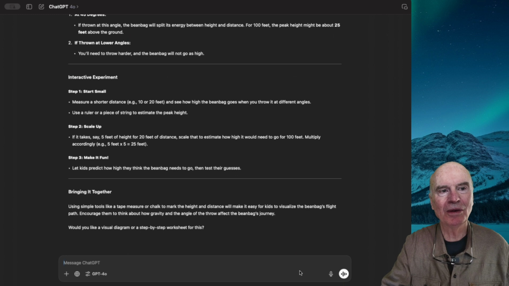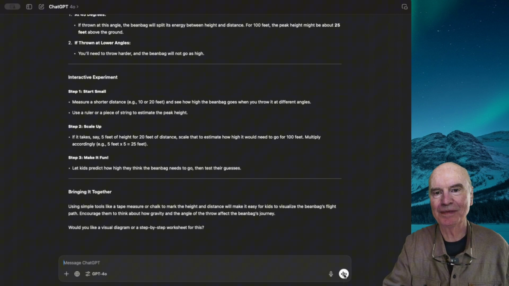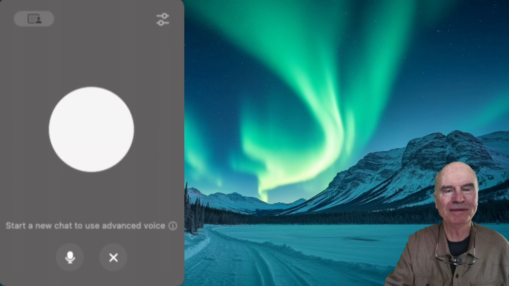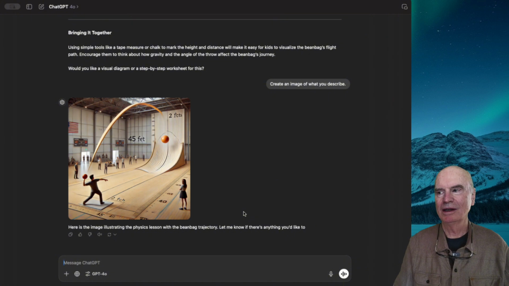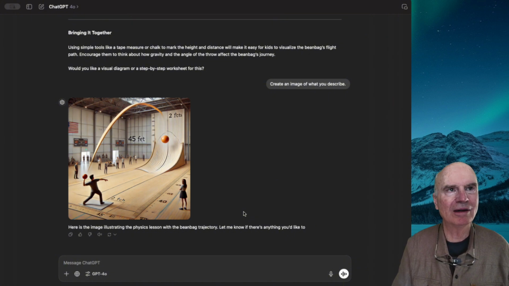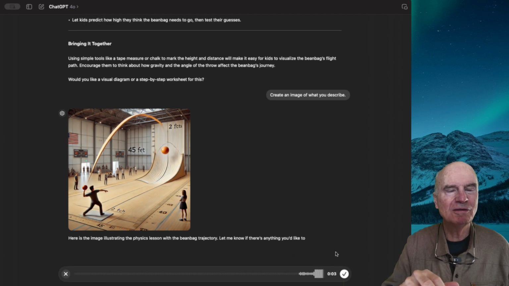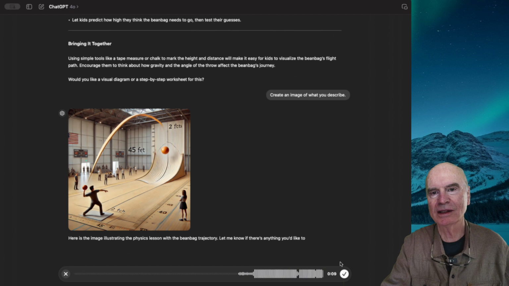Okay, so the other thing that ChatGPT does is it can bring in graphics. Create an image of what you describe. There's my image. Well, what do you know? Would you like the visual diagram? Yes, please give me a step-by-step visual diagram of how to execute this experiment in class.